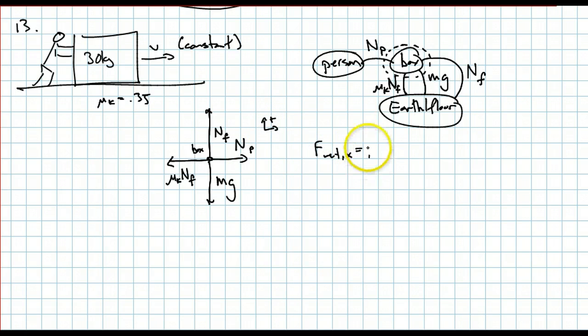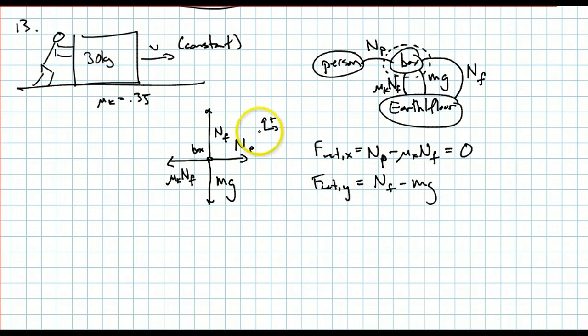In the x dimension, I have NP in the positive direction, minus mu sub k times NF in the negative direction. And because the forces are balanced, this equals 0. In the y dimension, I have the floor pushing up, the mg down. I called up positive. So that also equals 0 because those forces are balanced.